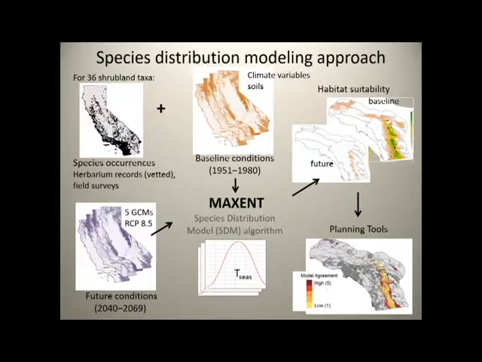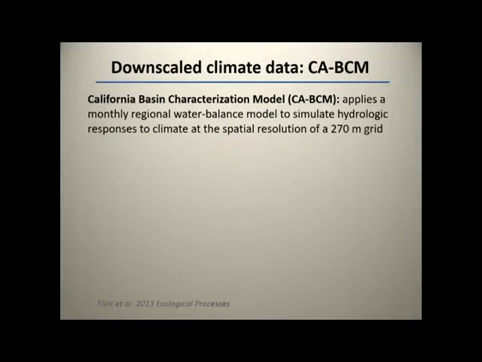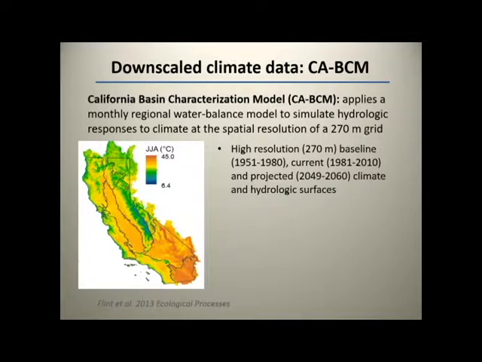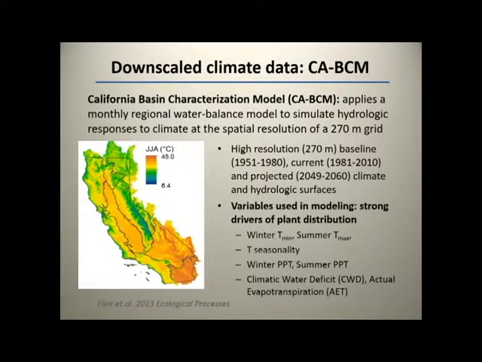So we use downscaled climate data. I just have to go through this really quickly. Just wanted to let you see that we used a set of variables that we felt were really important after doing some exploratory analyses on the majority of taxa that we were working with.